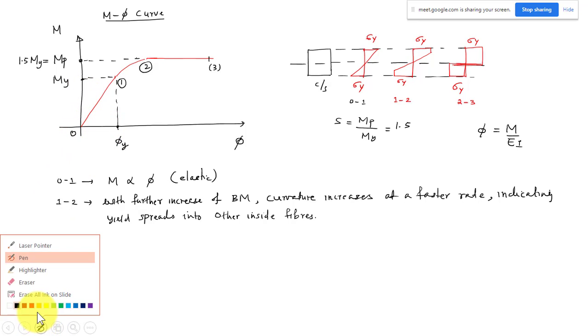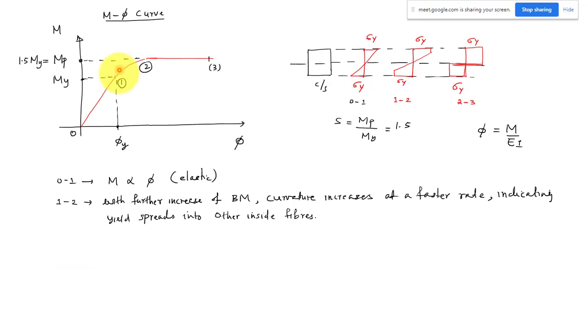Okay, but in the region 1 to 2, here you can see that this slope is reducing. The slope of this curve is less than this part. That indicates that with less increase of moment, your curvature increase will be more. That is because your curve is becoming flat, right? So with less increase of moment, the curvature increases at a faster rate, indicating the yield is spreading into the other inside fibers. That is what is happening here. The inside fibers are getting yielded.